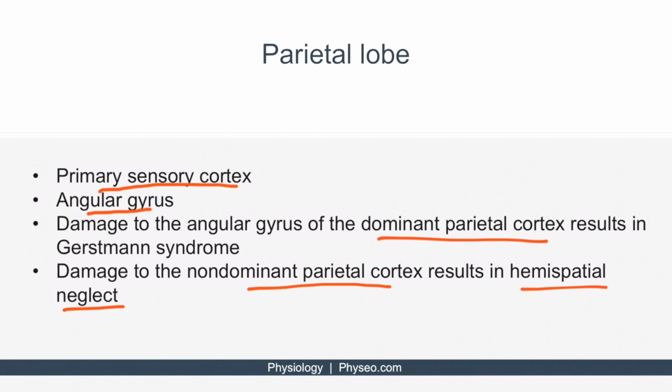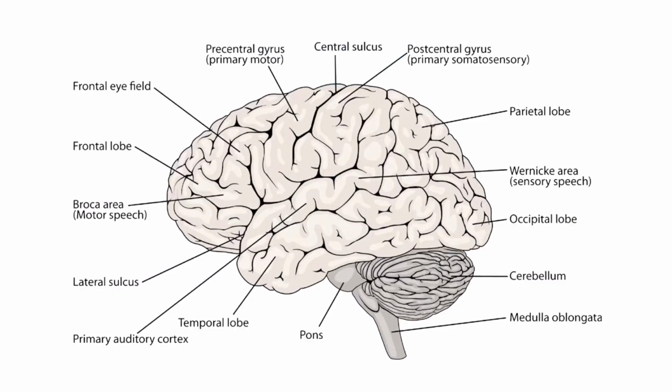Okay, let's move on to the temporal lobe. The temporal lobe is right here. It's inferior to the lateral sulcus and anterior to the parieto-occipital sulcus. There are two important gyri that you need to be familiar with for step 1. These include the superior temporal gyrus and the fusiform gyrus.